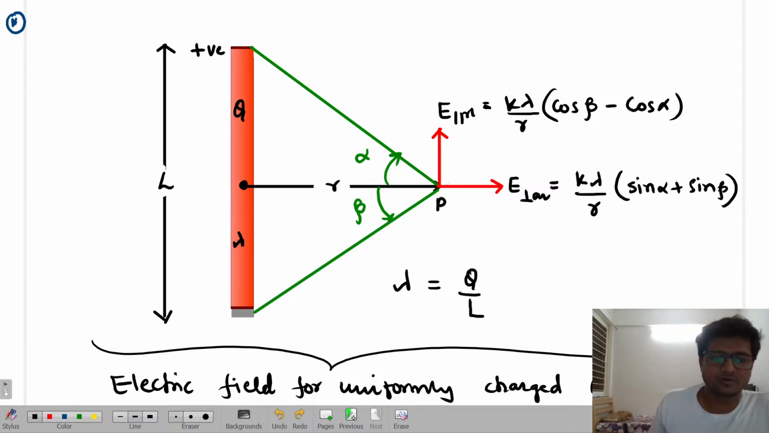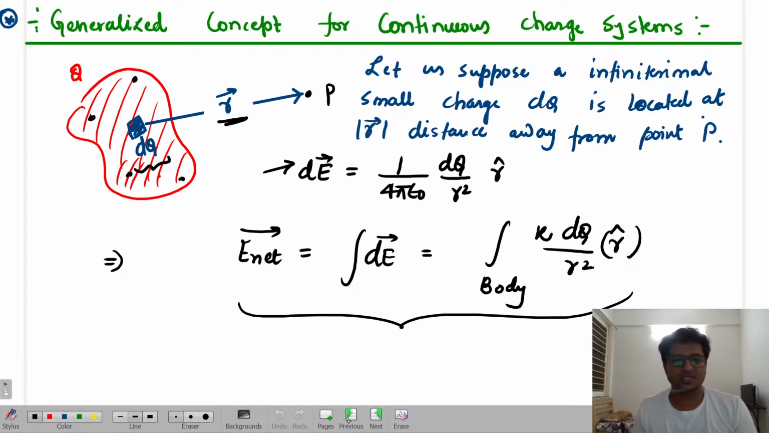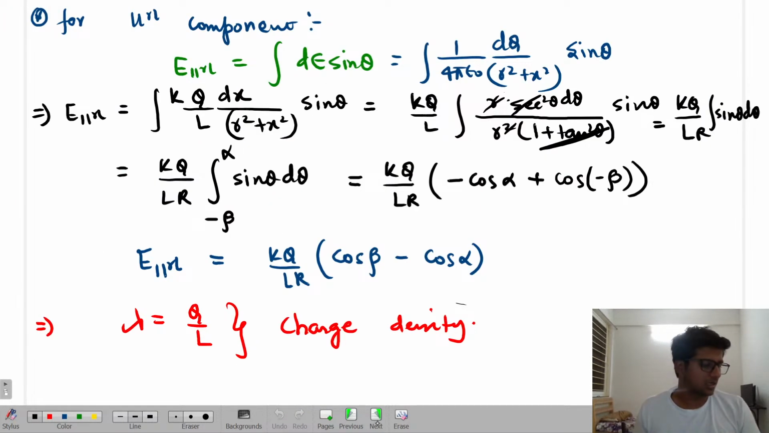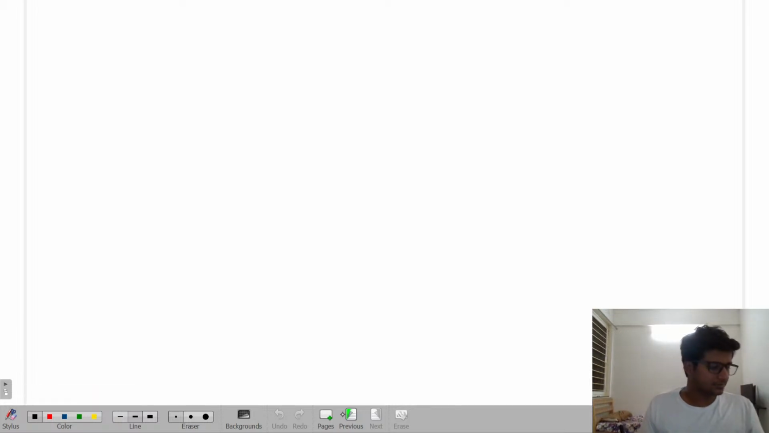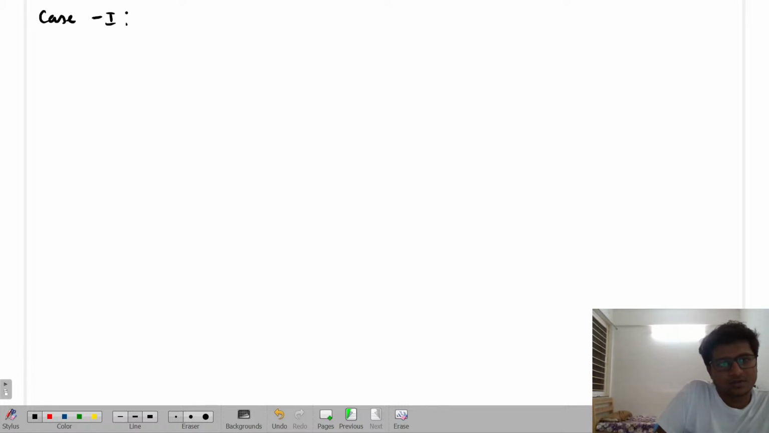Okay. Now this was for the charged rod. So we did the first case of the generalized linear charged rod. Now there are some cases over here. Let us understand that. The first case, case one of a charged rod, is if the rod is infinite.